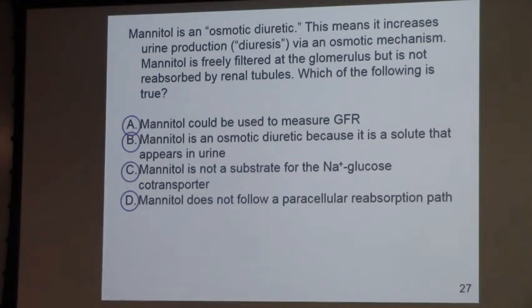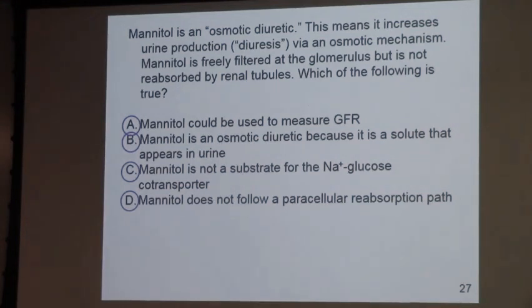Did you see what I was talking about? You would have to get mannitol across both the apical membrane and the basolateral membrane in order for it to be reabsorbed. It's not reabsorbed, so it means it is not a substrate for the sodium glucose cotransporter, and it is not a substrate for this glucose uniporter.